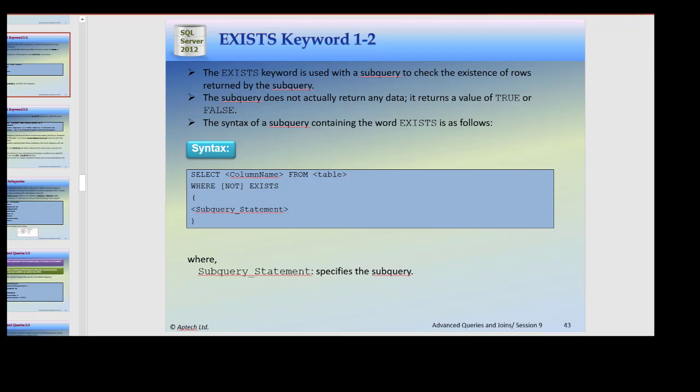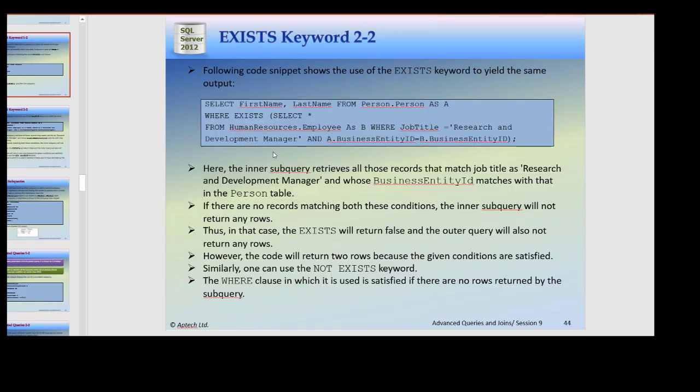So that is, the NOT is in square brackets, meaning it's optional. Where something does not exist or where something exists. Then the subquery statement, and this subquery statement specifies the subquery. Now, let's look at an example here. The following code snippet shows the use of the EXISTS keyword to yield the same output.